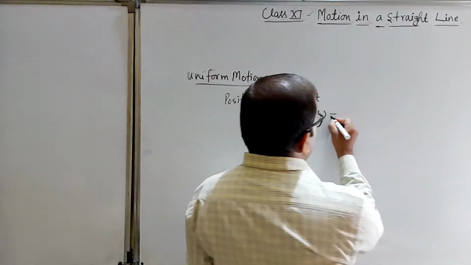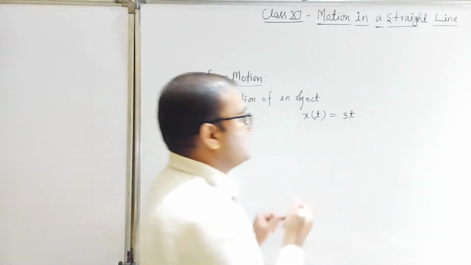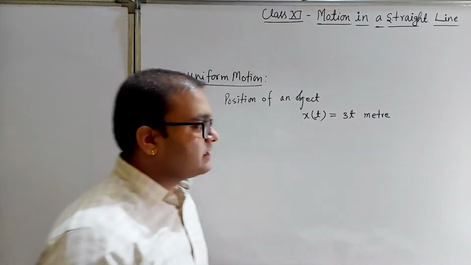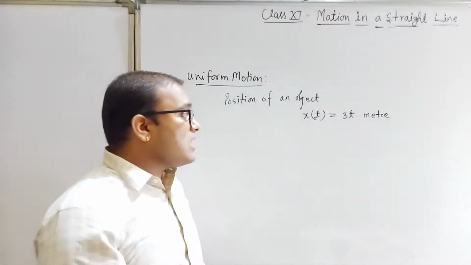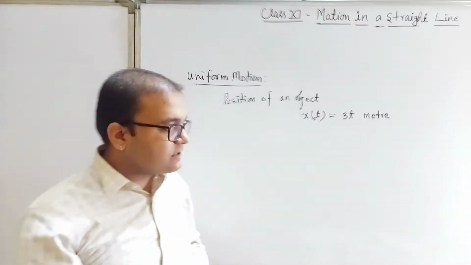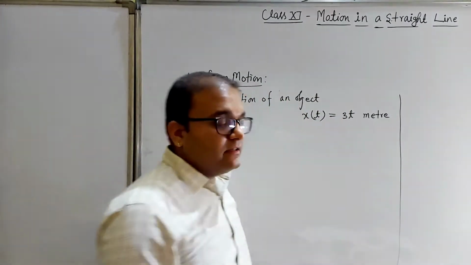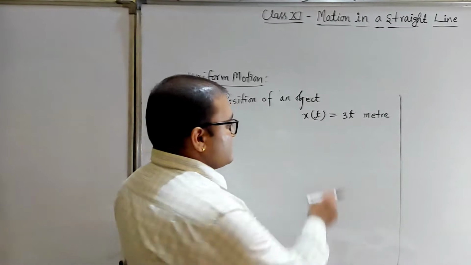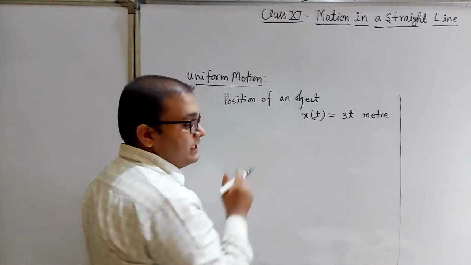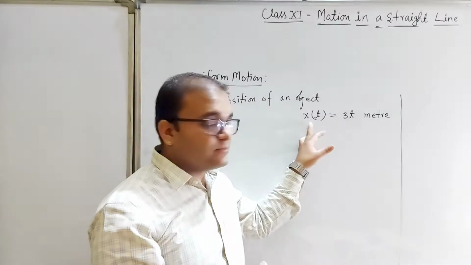Suppose it is given by 3t meter. It is given by a function of time, 3t meter. This is the position of an object. Now how can we determine whether it is uniform or non-uniform motion? How can we discuss this type of function, and then the slope of this? For this one, you can check x(t) equal to 3t, meaning x is depending on time. X, the position of an object, depends on time.